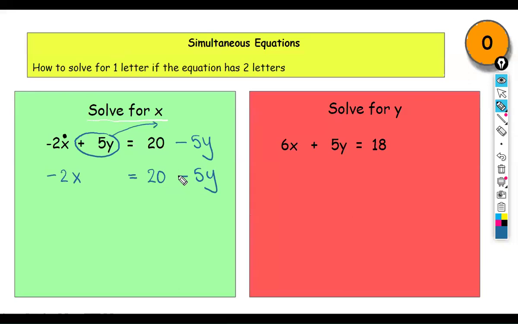From all the answers that I'm seeing on the screen there, a lot of people did that by mistake. You cannot subtract 5y from 20. 20 does not have a y. So 20 and 5y clearly have different letter types. So that cannot be simplified.